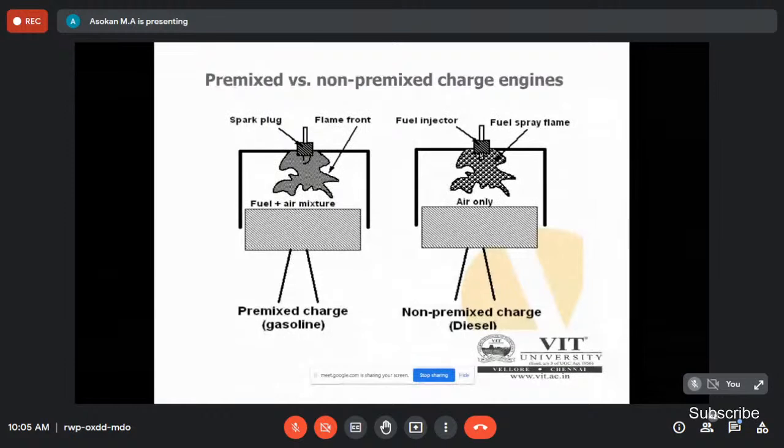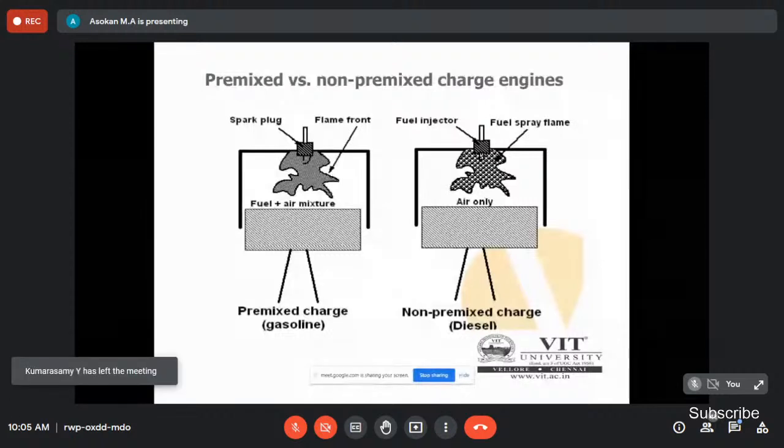That is the pre-mixed charge, already available before igniting the air-fuel mixture in the SI engine. But in the case of the CI engine, air alone enters the system, and at the end of the compression, the air is compressed. At the end of the compression, the injector injects the diesel. Only after injecting does the mixing take place. That is the heterogeneous mixture.